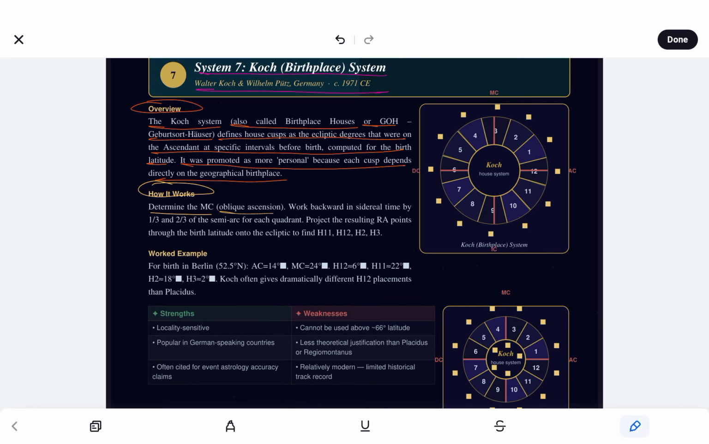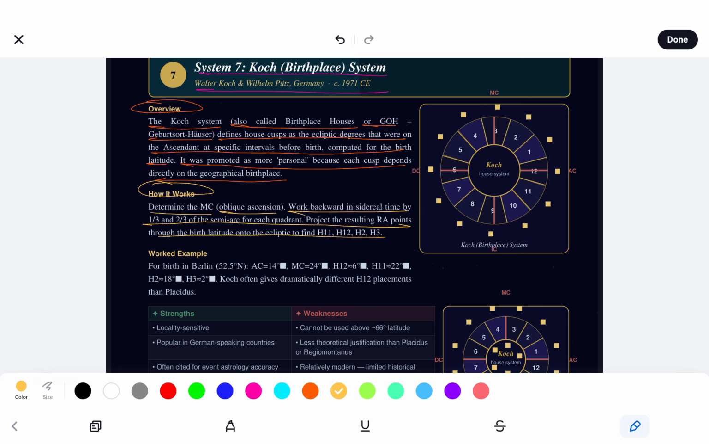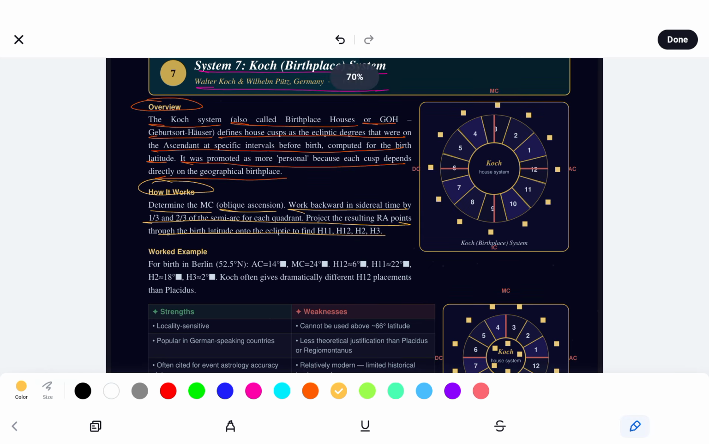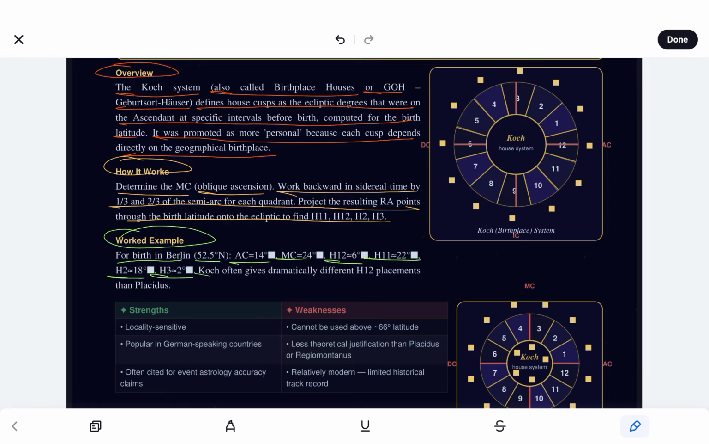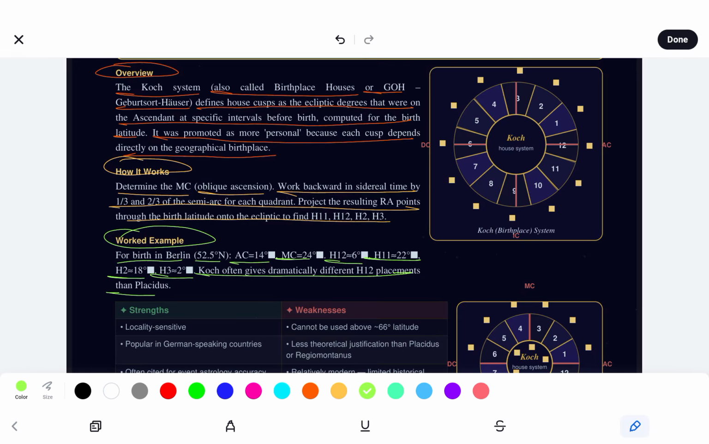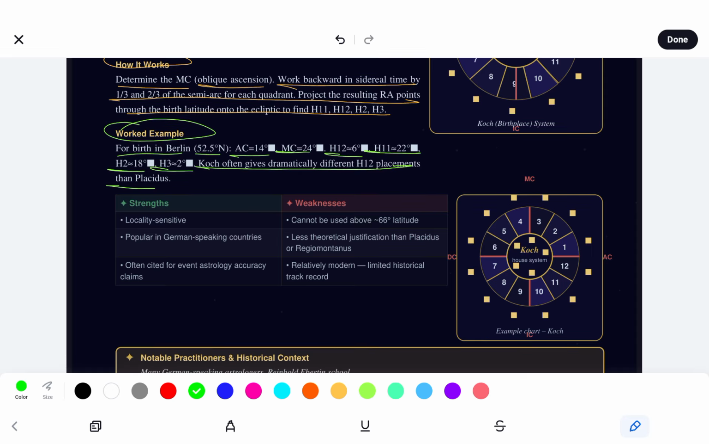Determine the midheaven, oblique ascension, work backward in real time by 1/3 and 2/3 of the semi-arc for each quadrant, and project the resulting RA points through the birth latitude onto the ecliptic to find the 11th house, 12th house, second house, and third house. So here we have the example for birth in Berlin, 52.5 degrees north. Ascendant equals 14 degrees, midheaven equals 24 degrees, 12th house equals 6 degrees, 11th house equals 22 degrees, second house equals 18 degrees, third house equals 2 degrees, and this often gives dramatically different 12th house placements than Placidus.